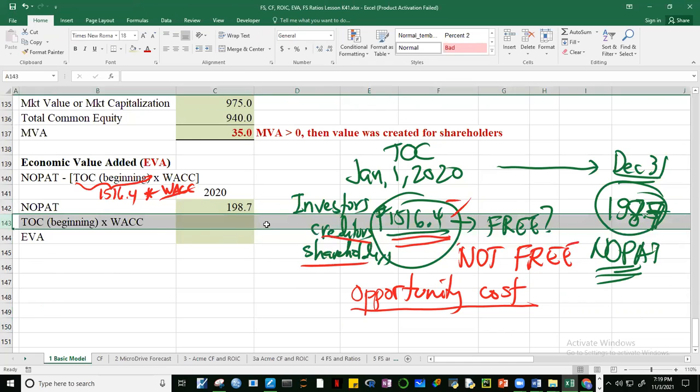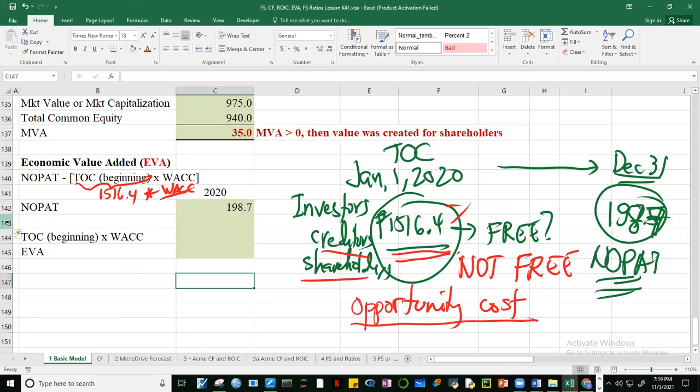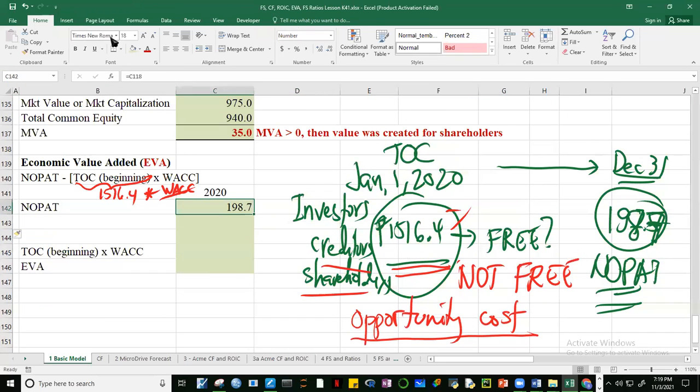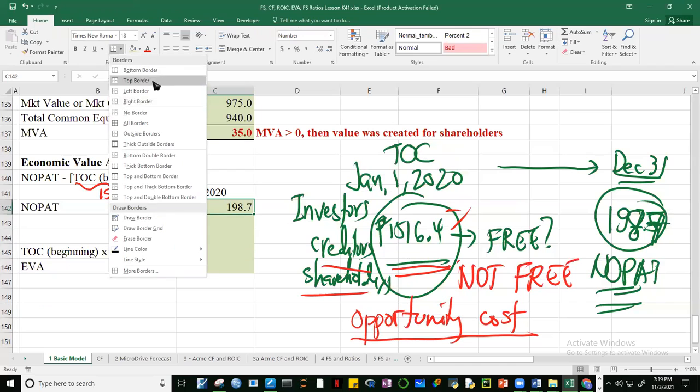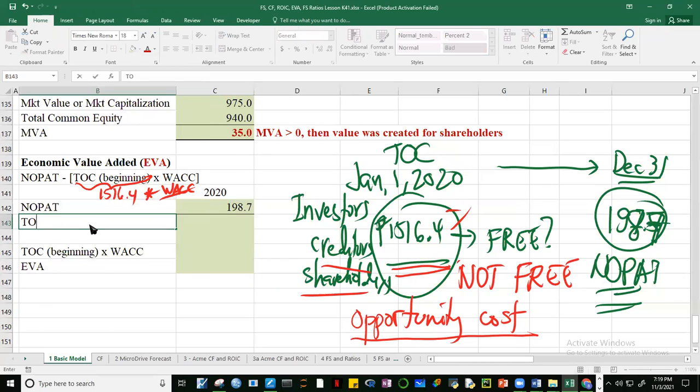So let's insert here, guys. Insert, and another insert. Let's insert two rows here. So this was the operating profit, no? Now, let's get the TOC beginning.